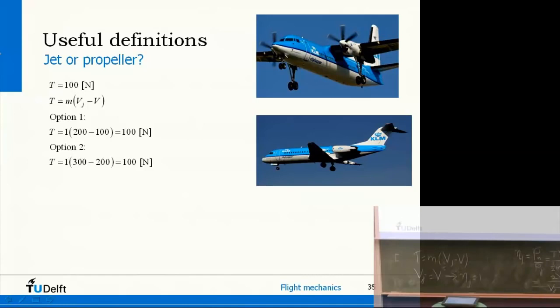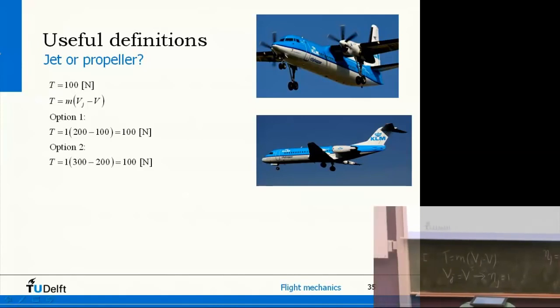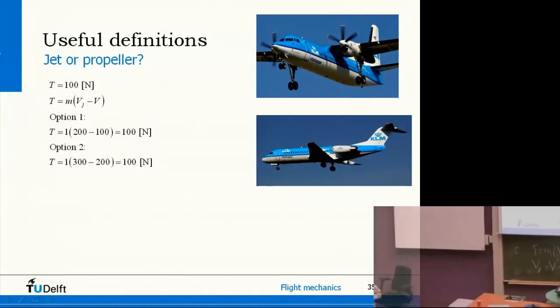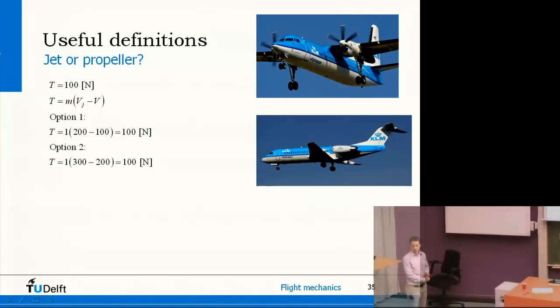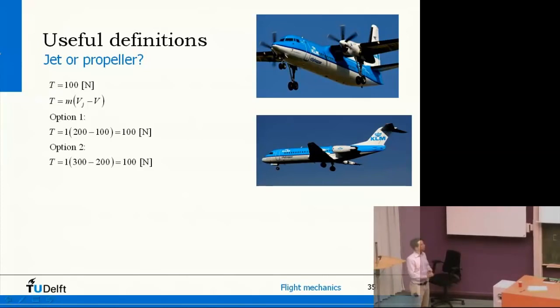In this example, I'm going to create 100 newtons of thrust, but I'm creating it at two different airspeeds. So in option 1, I'm flying 200 meters per second, and in option 2, I'm flying 300 meters per second. Now I say let's keep the mass flow the same. 1 kilogram of air per second goes through the engine. I'm giving the air the same acceleration, so an increase of 100 meters per second, and in both cases I get 100 newtons of thrust.